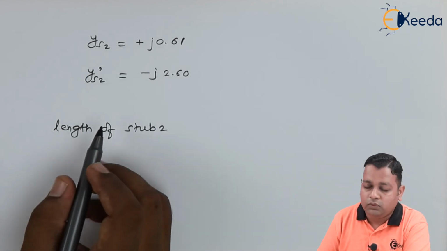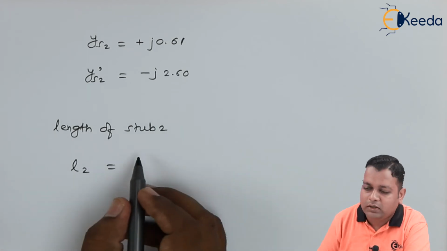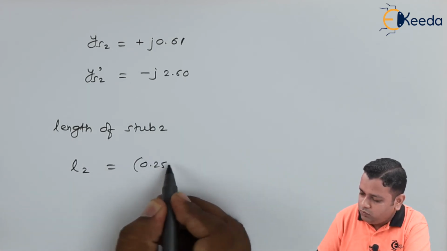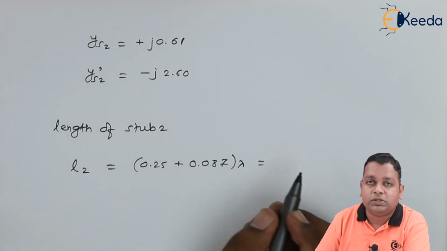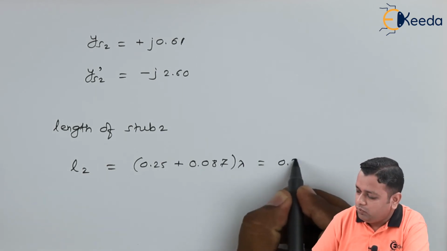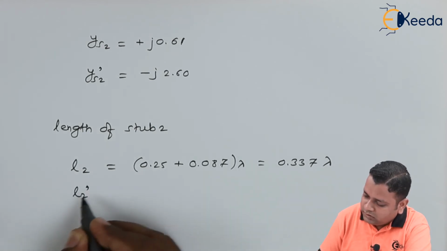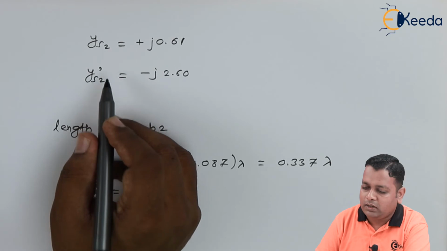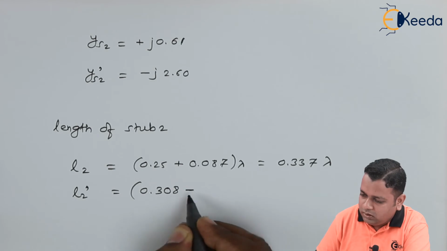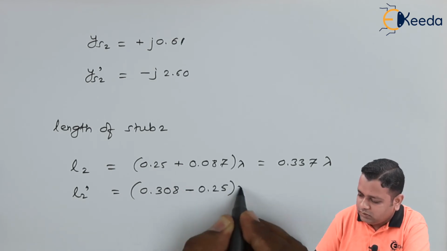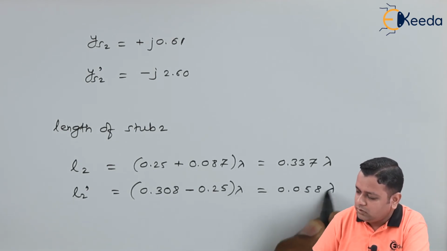So the length of the stub 2 for the first positive value, we have denoted by L2, and it is obtained as 0.25 added with 0.087 times lambda, which corresponds to the final 0.337 times lambda, whereas the L2 dash may be obtained by ys2 dash, so we have the representation 0.308 minus 0.25 times lambda calculated, finally obtaining 0.058 times lambda.